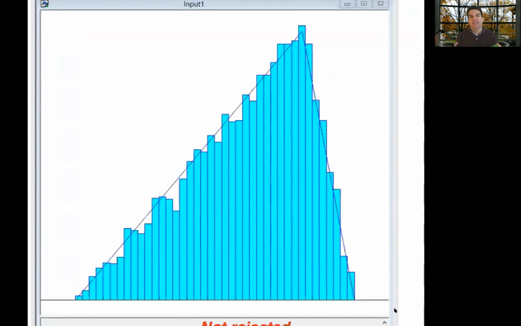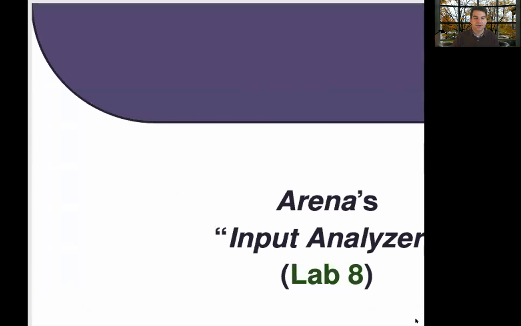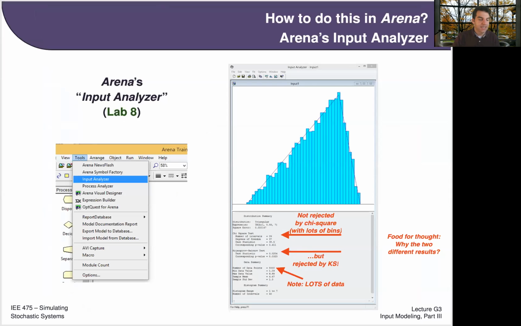You can't just blindly go by the p-values. You have to think about the context of how much data you have and how much statistical power your test has. All right. So that's the stuff that I meant to make sure we covered in G3. Are there any questions about that?